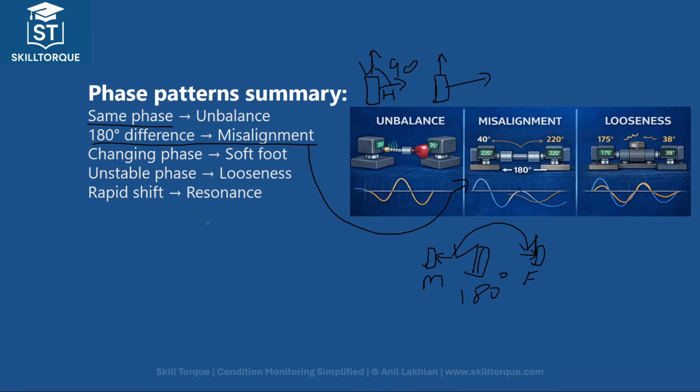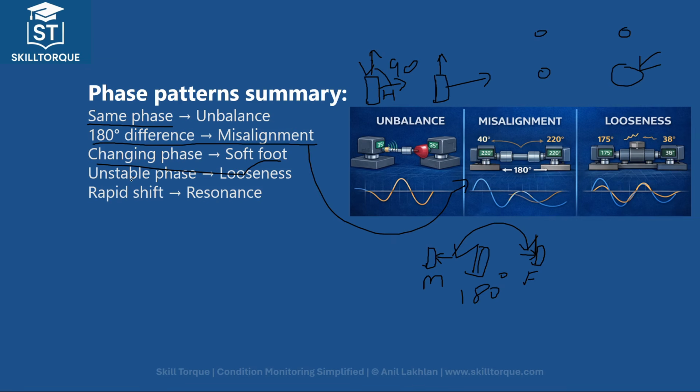Okay, so this is known as the 180-degree phase shift, right? Now in the same way we can take the example of soft foot, where the phase will change. Let's say one of the feet of the motor is having a soft foot issue. In that case, whenever you tighten or loosen the bolt, the phase will be frequently unstable, or it will be frequently changing. And the same thing will happen in mechanical looseness.